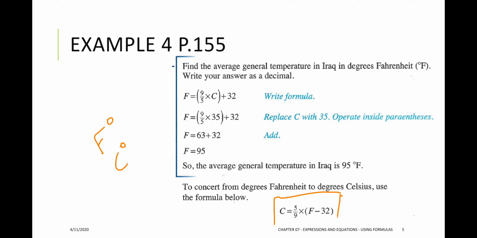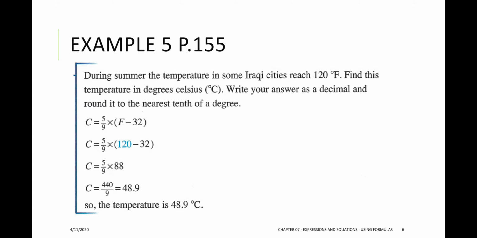We will say Celsius is equal to 5 over 9 multiplied by Fahrenheit minus 32. So whenever you have the Fahrenheit or Celsius, you will just put it in there and you'll find the result. Okay. For example, I think we have something else after that. Yeah, there it is. During the summer, the temperature in some Iraqi cities, and so on, up to the end. So we have the Fahrenheit as 120. We want to change that to Celsius.